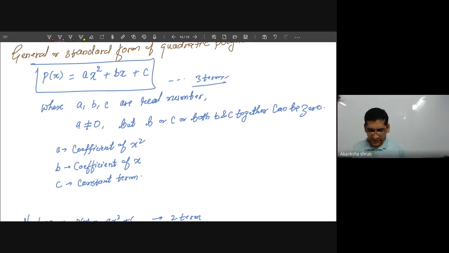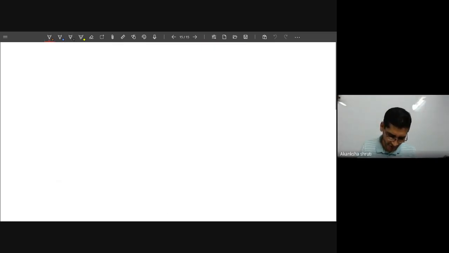Okay, students. So it is asked to find the coefficients of this polynomial. So write down a small question for these polynomials.